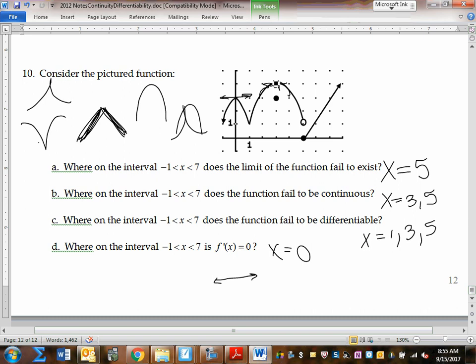So since it's not continuous there, you don't even get to consider whether or not it's differentiable, because it has to be continuous to be differentiable. Meaning it has to be continuous to have a derivative at that point. Other questions? Okay. So that's really the basics of differentiability.